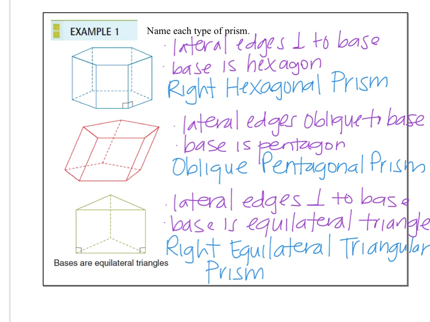Now for this one, it shows that the lateral edges are not perpendicular. Up here we saw that we had right angles, and here we do not. And the base is a pentagon because 1, 2, 3, 4, 5, so it is an oblique pentagonal prism. Last but not least, we know that our lateral edges are perpendicular to the base, and that our base is an equilateral triangle. So we get a right equilateral triangular prism.